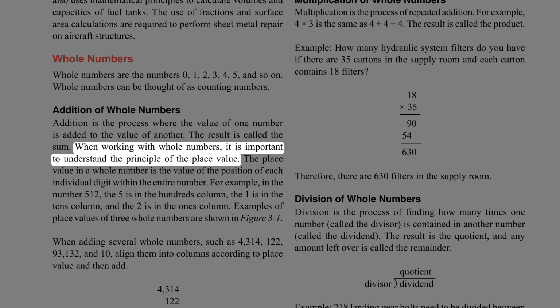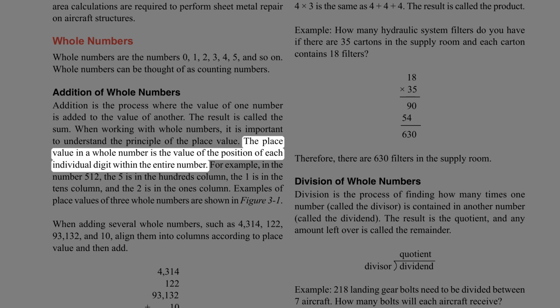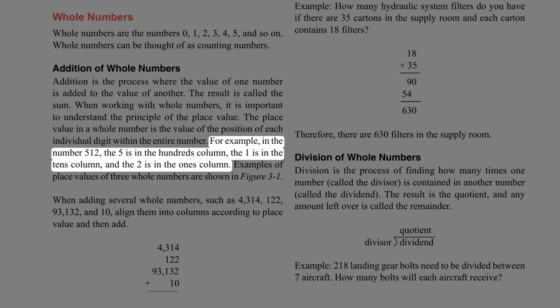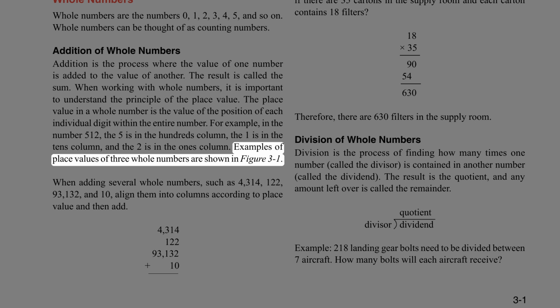When working with whole numbers, it is important to understand the principle of the place value. The place value in a whole number is the value of the position of each individual digit within the entire number. For example, in the number 512, the 5 is in the hundreds column, the 1 is in the tens column, and the 2 is in the ones column. Examples of place values of three whole numbers are shown in figure 3:1.